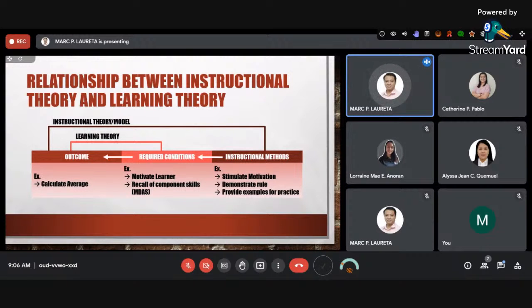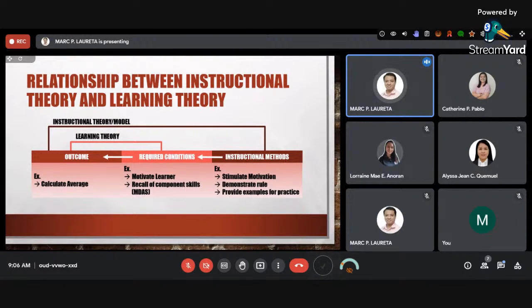So let's start on the left part, which is the outcome. So let's say the outcome is the learners being able to calculate the average. Then the required conditions, in order to attain that particular outcome, it is important that learners will have to be motivated to do so. The learners will be able to recall certain components such as skills in order to calculate the average mathematically.